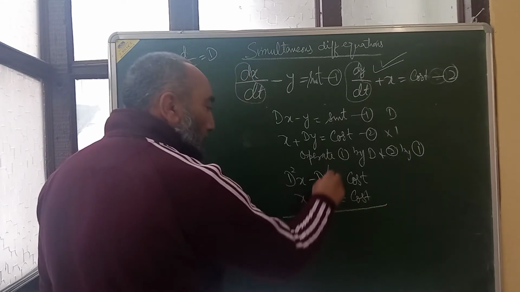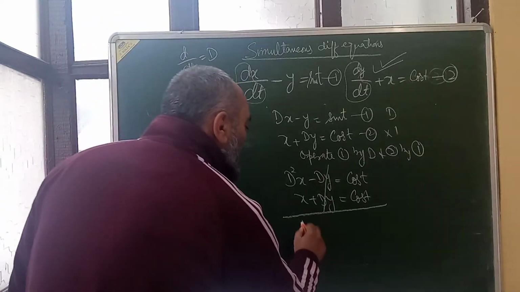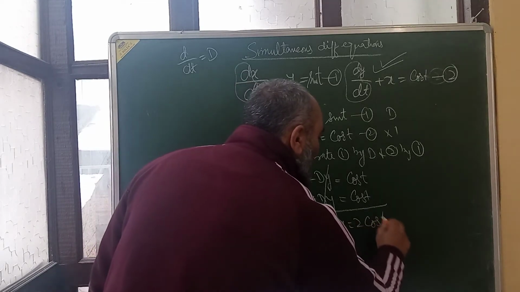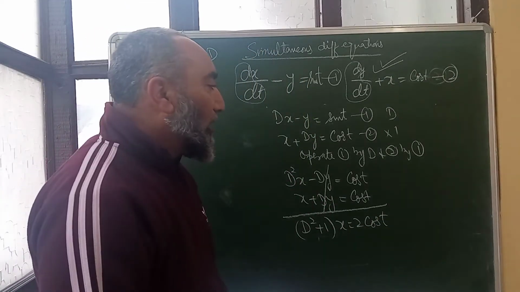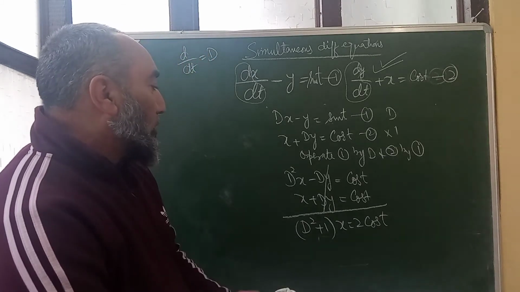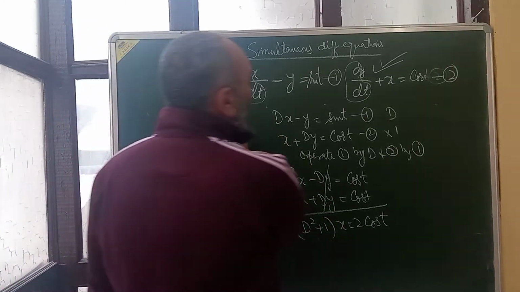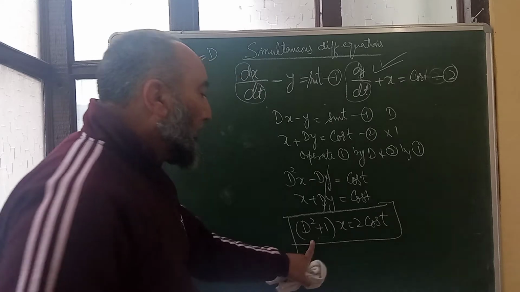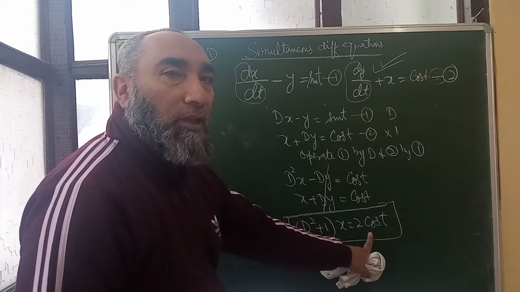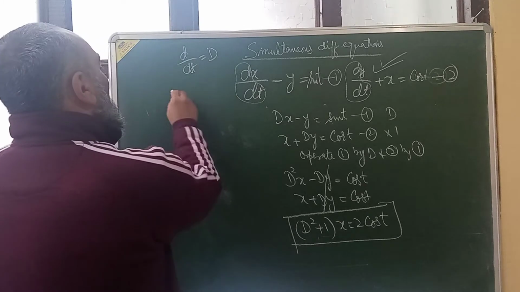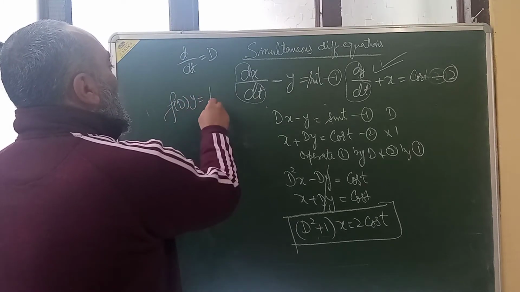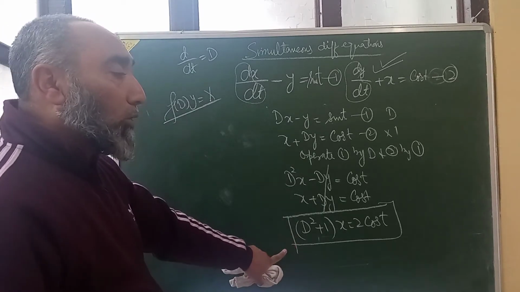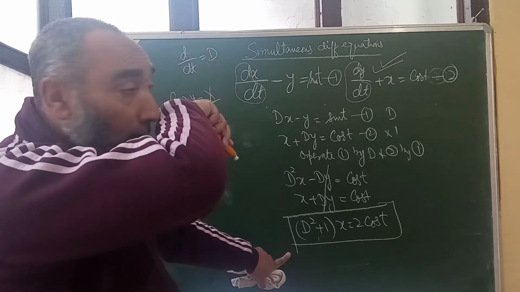So let me add up. I will get D square plus 1 operating on x equal to 2 cos t. Okay, we have got the same differential equation. Now this is a differential equation: f(D) operating on x equals some function of t. You know the solution is given by complementary function as well as particular integral. So I have to find both complementary function and particular integral.